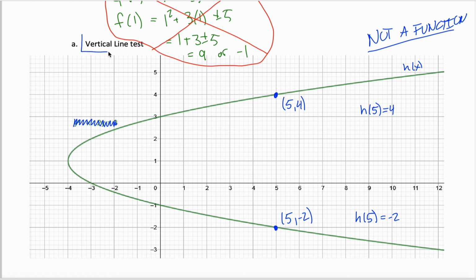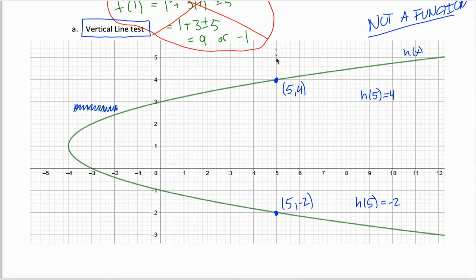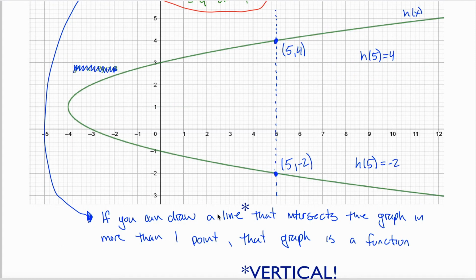Well, there's this thing called the vertical line test. Note that because (5, 4) and (5, negative 2) both lie on my graph, I can draw a vertical line, a line that goes straight up and down, that intersects my graph in more than one spot. It intersects it here at (5, 4) and here at (5, negative 2). What the vertical line test says is if you can draw a vertical line that intersects the graph in more than one point, then that graph is not a function.